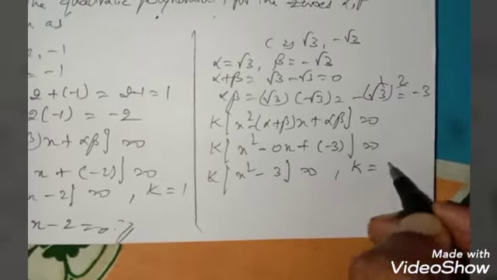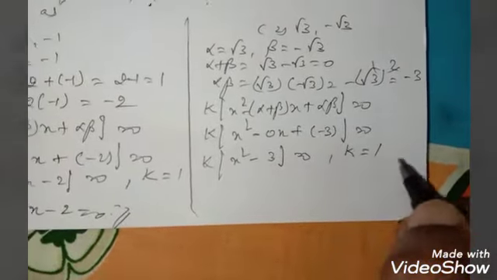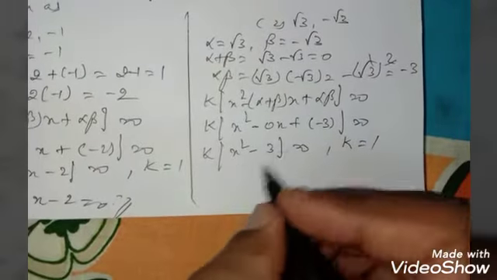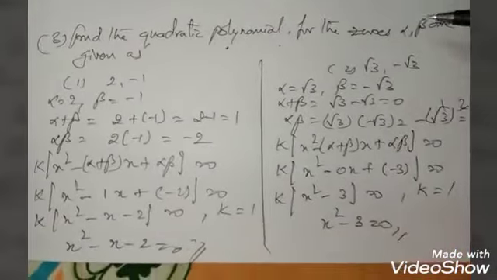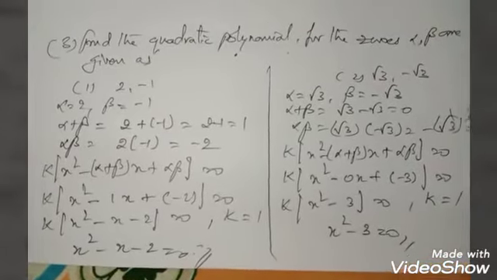As you don't have it in the denominator, I can assume k is equal to 1. Now if I assume k is equal to 1, your quadratic polynomial is x square minus 3 is equal to 0. So like this you are finding the quadratic polynomial if alpha and beta are given.